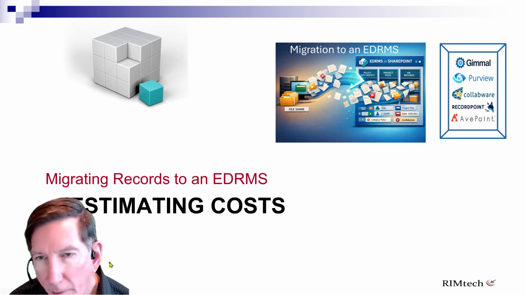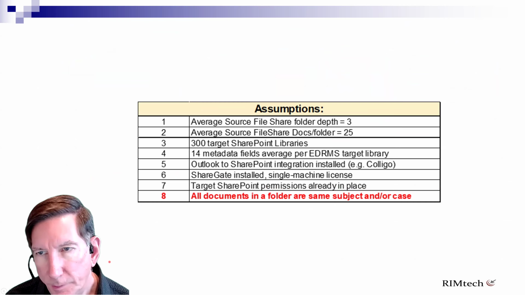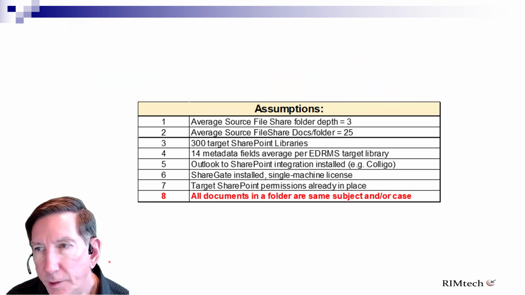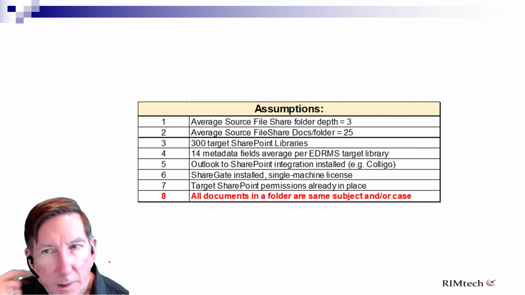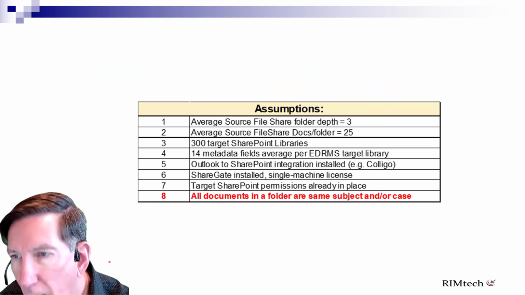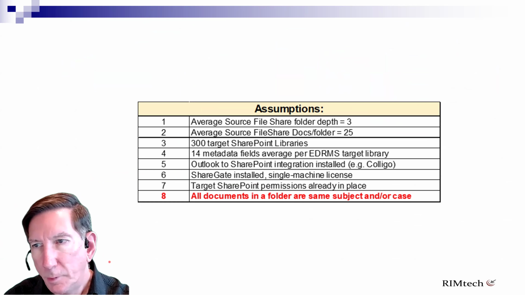So this is a recommended change. Now here's our assumptions. Let's say that the typical file share folder depth is 3. Average, 3 levels of depth in the folder nesting. Let's further say that the average documents per folder is 25. We have 300 destination target libraries in SharePoint.